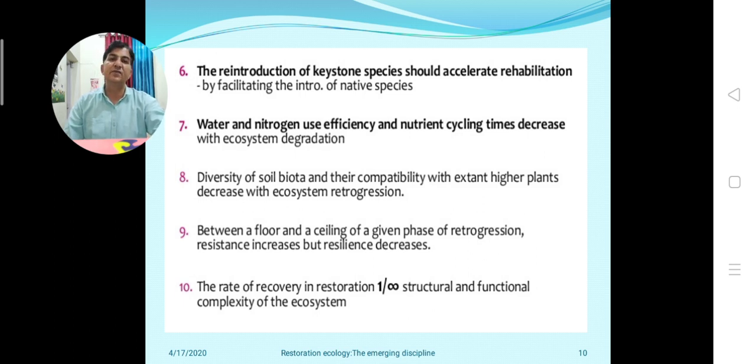Water and nitrogen use efficiency and nutrient cycling decrease with ecosystem degradation. Diversity of soil biota and their compatibility with extant higher plants decrease with ecosystem retrogression. Between a floor and a ceiling of a given phase of retrogression, resistance increases but resilience decreases. The rate of recovery in restoration is inversely proportional to the structural and functional complexity of the ecosystem.